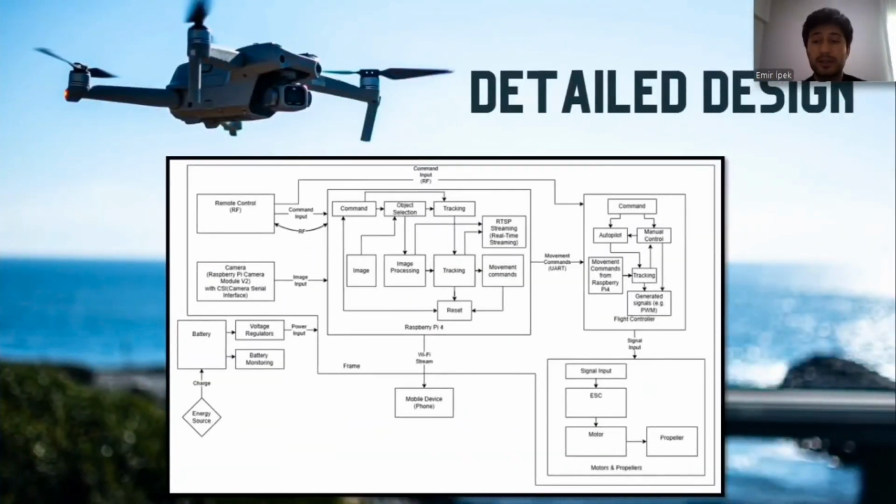Also, you can see our detailed design on this slide. Raspberry Pi classifies the visual data, processes the image, and sends motion commands to the flight controller. The controller initiates tracking based on these commands and generates PWM signals to drive ESC. ESC then powers the motors to enable flight. That's all from me for now. I will now hand it over to Selim.